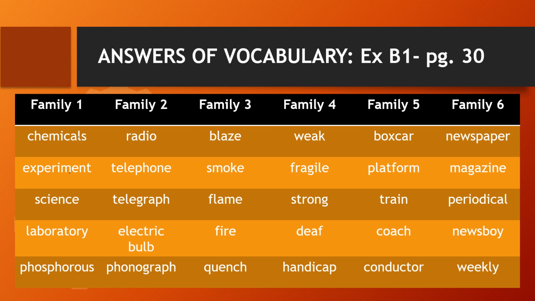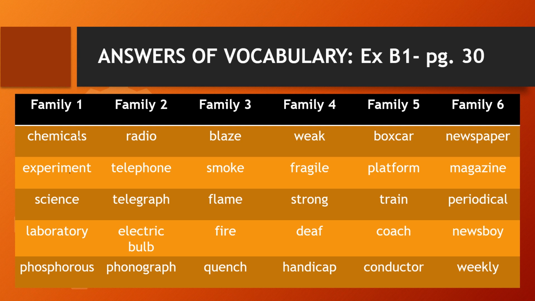Let us identify the second family. The second family is radio, telephone, telegraph, electric bulb, and phonograph. Now all these children are gadgets. They are electronic items which we have put in family number 2. Please write them down quickly in family 2. Make sure that your spellings are correct and you write them down neatly.